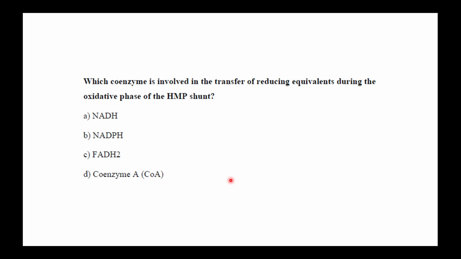Which coenzyme is involved in the transfer of reducing equivalents during the oxidative phase of HMP shunt? Option A NADH, option B NADPH, option C FADH2, and option D coenzyme A.